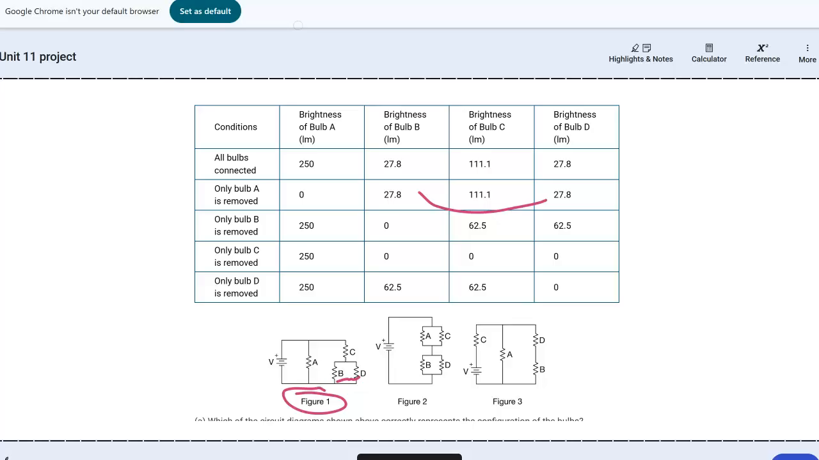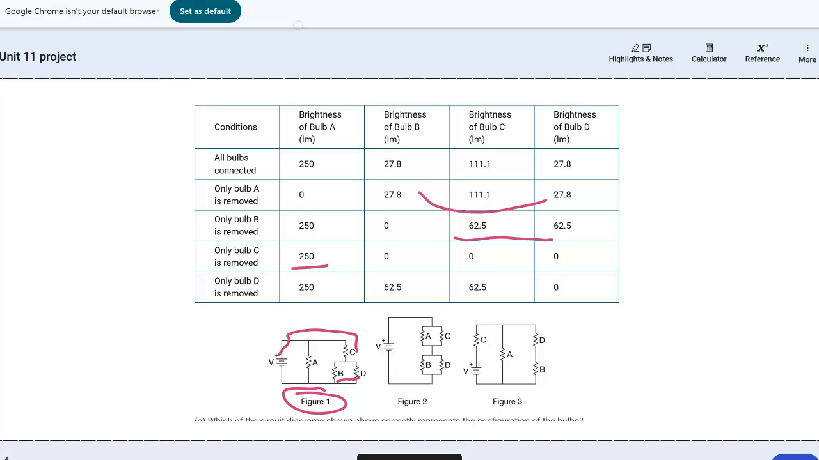And then you also look, so it's going to travel out the positive side. When C is removed, everything except bulb A goes to 0. So that means bulb A is in parallel with these. And then you can also look when B is removed, then D and C are going to become equal, because then it would just be C in series with D. And your A will stay at 250. So everything in here points to figure 1 being correct.